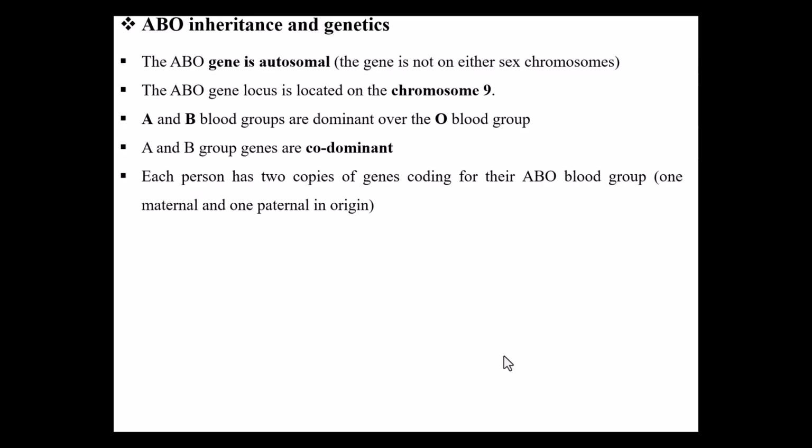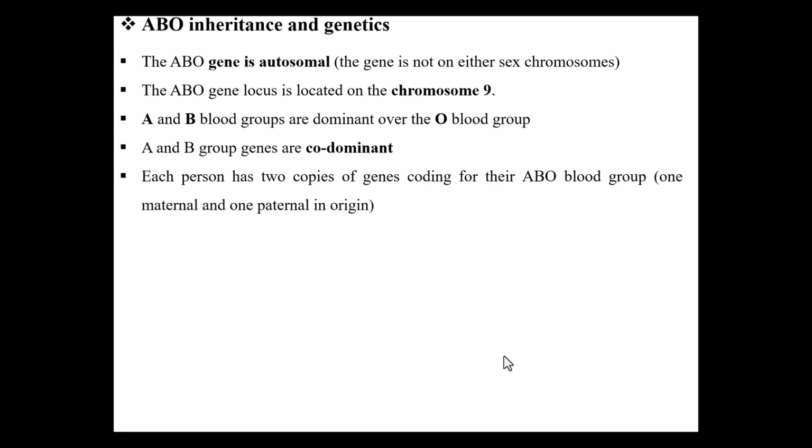And here is a clear understanding of the ABO inheritance. As we said, the ABO gene is autosomal. Where is it located? The gene is located on chromosome 9. Chromosome 9 is the locus of the ABO gene. What does locus mean? We said before that any gene that occupies a specific location on a chromosome, that location is called a locus or loci.